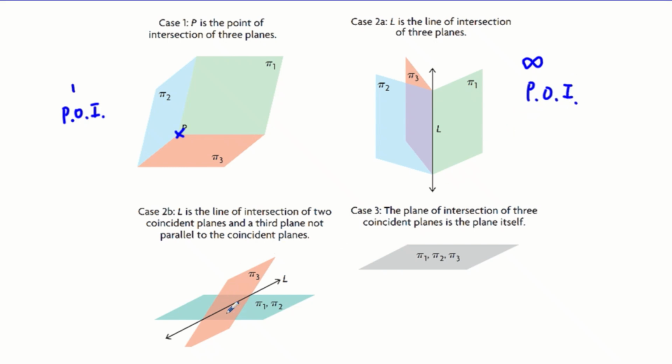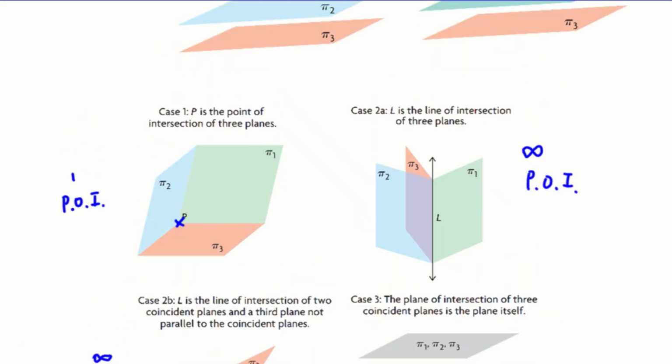In this one, two of them are the same, and they intersect with the other one in a line, so again infinite points of intersection. In this one, all three of them are the same, so infinite points of intersection. All of these we call consistent systems.